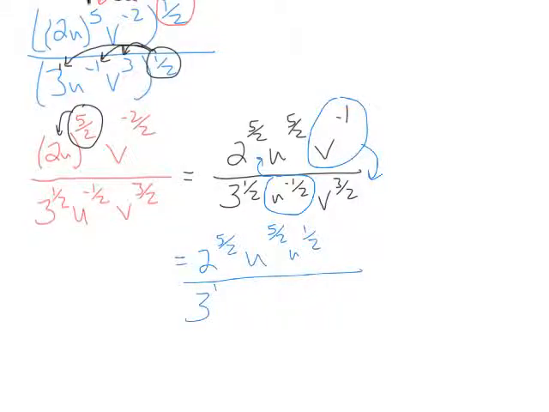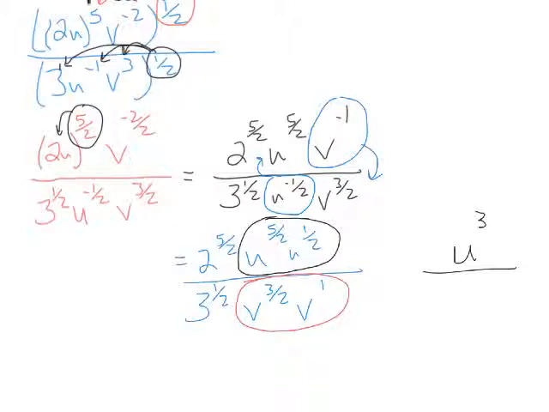In the denominator we've got 3 to the 1/2. And our v to the 3/2 is there, and then we've moved v to the 1 down. This allows us to combine our u's. So 5/2 plus 1/2 is 6/2, or 3. It allows us to combine our v's. 3/2 plus 1 is 5/2. And then our numbers don't simplify down too much, so I'm going to leave them as is right here.